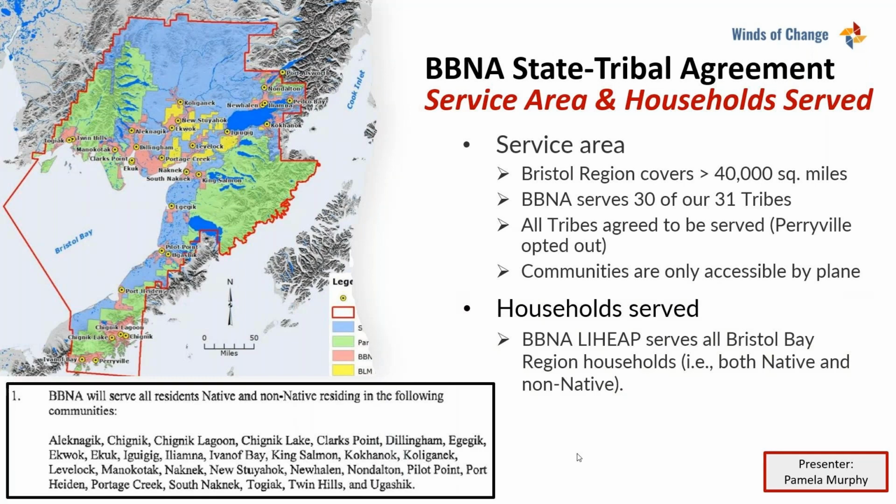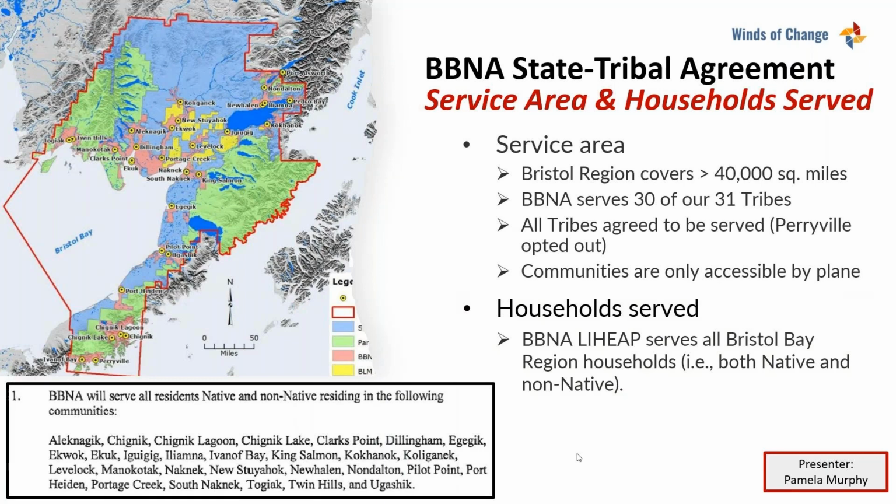How we avoid duplication of service is through communication with the state. We talk to them. If we get an application from someone who may be new to the region, we verify with the state first to make sure they haven't been served in another region or with another entity. They do the same thing with us. If they have somebody new that might have moved out of our region, they'll verify with us first and make sure we haven't served them.